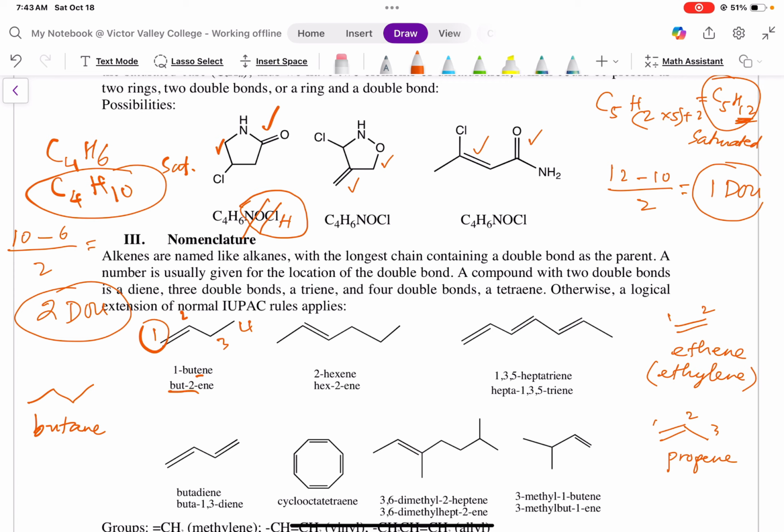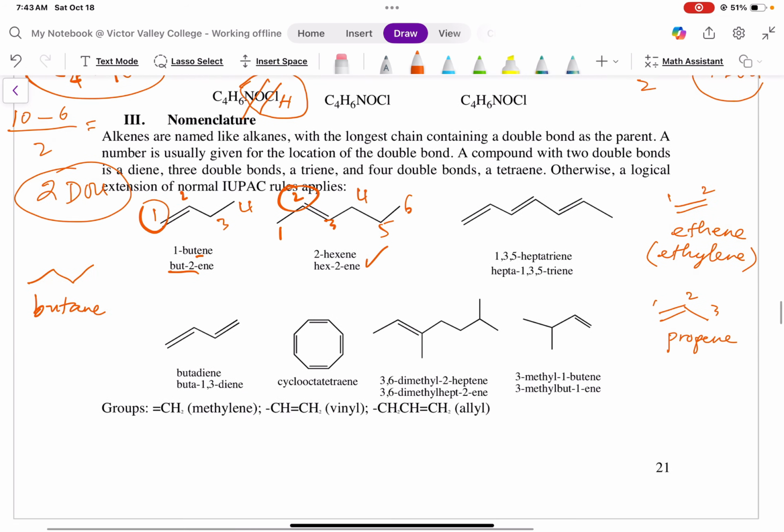That's a new method. Here it should be 1, 2, 3, 4, 5, 6. Now the rule also applies: closer to the first branch or the first functional group, that also applies. So in this case, we don't want to go from right to left. That will make 1, 2, 3, 4. Okay, hexene, that's not good. So we go from the left side because it's closer. So it's 2-hexene.